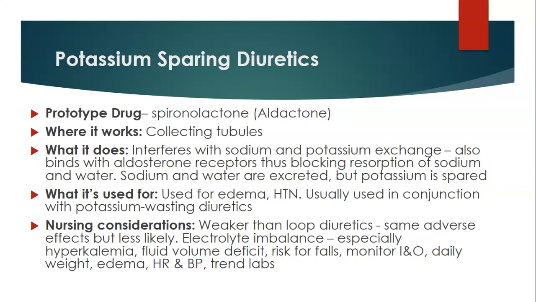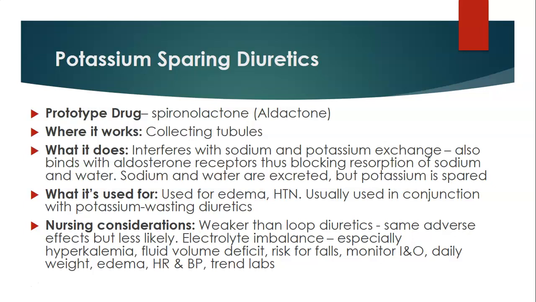Potassium sparing diuretics. So we talked about furosemide is absolutely a potassium wasting diuretic. Aldactone, I can pronounce that one, is a potassium sparing diuretic. It works in the collecting tubules. It interferes with sodium and potassium exchange. It also works to bind with aldosterone receptors so that it blocks reabsorption of sodium and water. Sodium and water are, of course, then excreted, but potassium is spared.